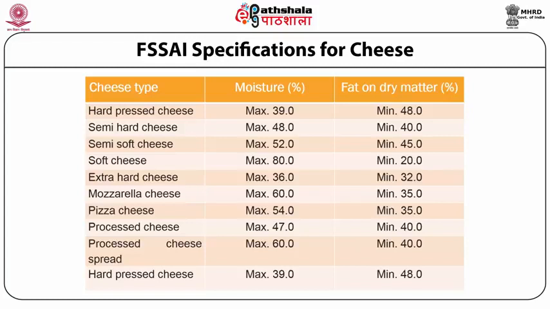The last one is hard pressed cheese, which should have moisture content maximum 39, whereas the minimum fat on dry matter should be 48.